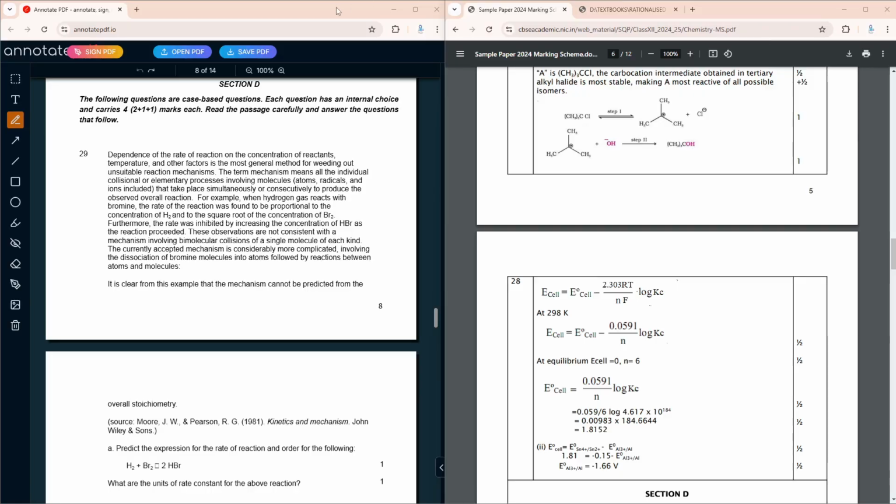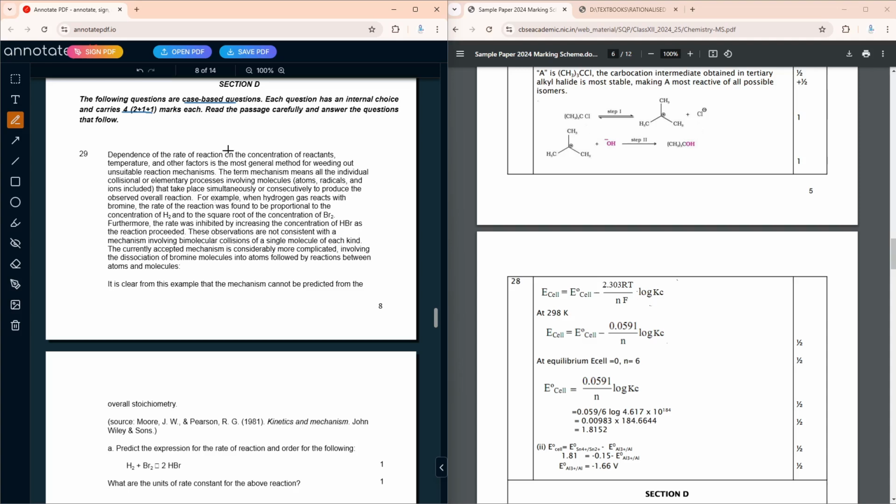Okay. So section D, usually you have case-based questions in this section, and it carries 4 marks, 2 plus 1 plus 1 each. We need to read the paragraph carefully. This is the 6th time I'm trying to start recording this video, and I realized that you should definitely read through the whole thing, but I'm going to point out some very important points from the given paragraph.